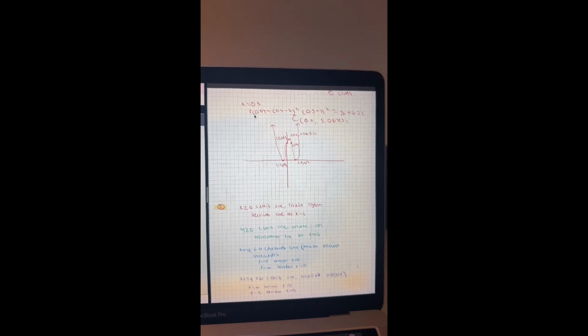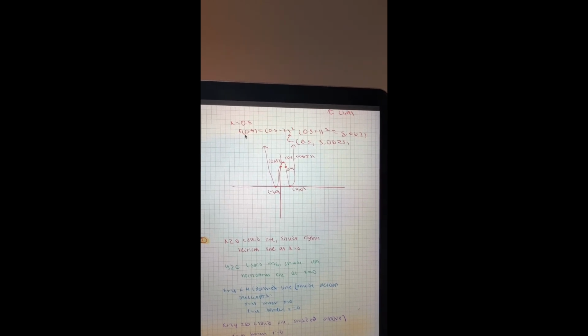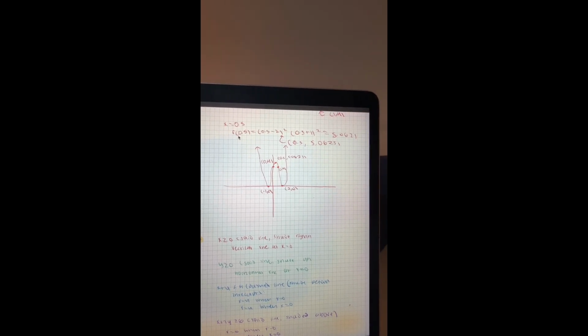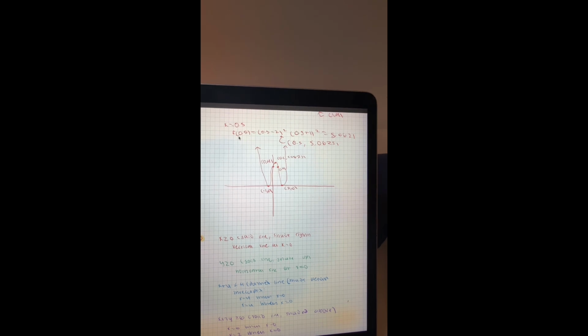So you have f of 0.5 equal to (0.5 minus 2) squared times (0.5 plus 1) squared, equal to 5.0625. And then that point is going to be (0.5, 5.0625). And so here we have all our points together.